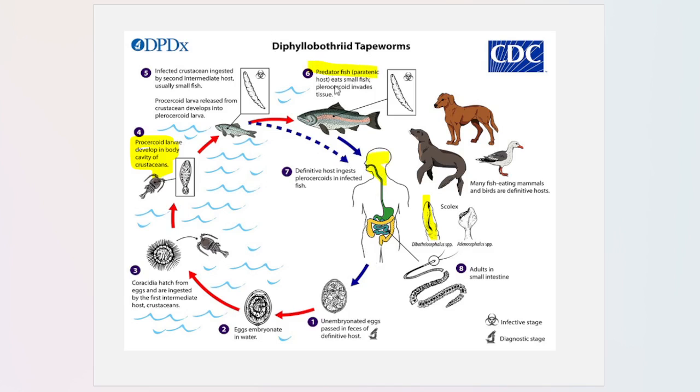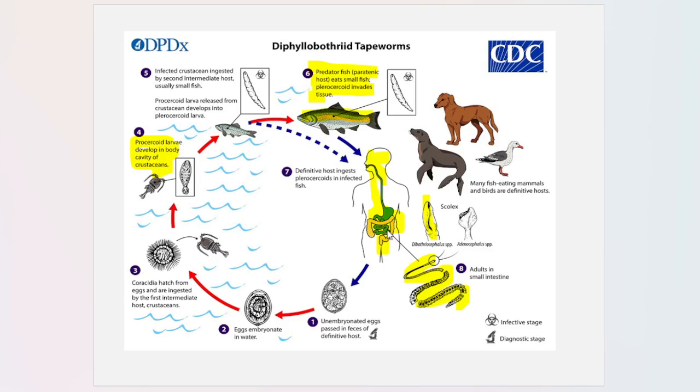That is by consuming a fish raw or undercooked, contaminated, or infected fish containing the plerocercoid larva. Okay, so the plerocercoid larva, that will what? Mature in the small intestine of an individual. So, that will mature in the small intestine of an individual.